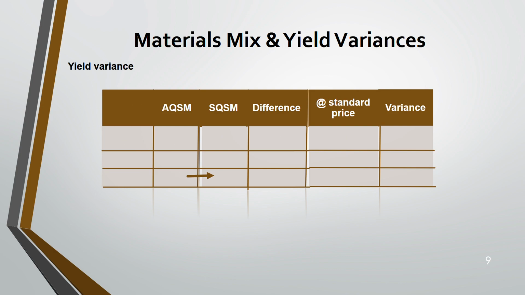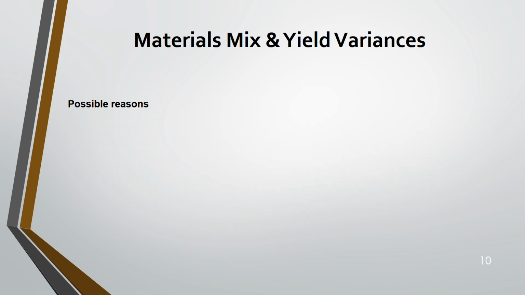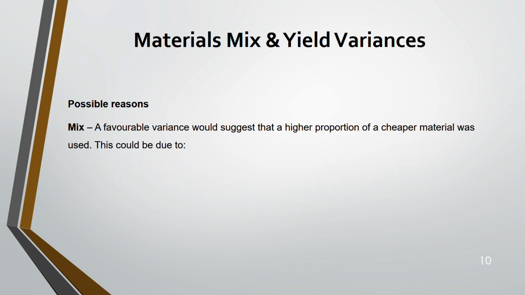Now, coming to yield variance, it is the same thing. But this is SQSM. So input changes, AQ and SQ. Everything else remains the same. Price is standard and everything. That is the way we calculate. Now, possible reasons for this: for mix, first we'll go through mix, then we'll go through yield. As I told you, favorable and adverse.